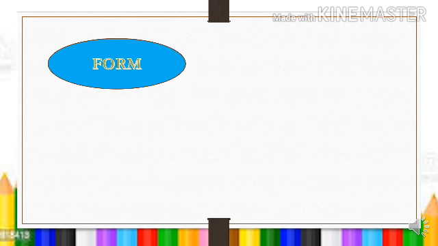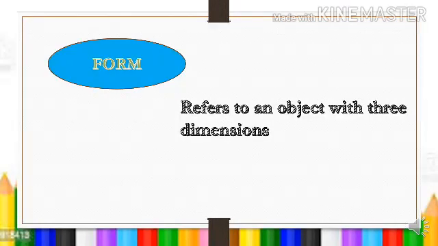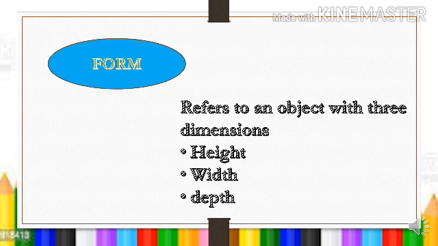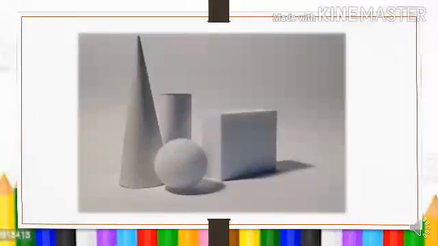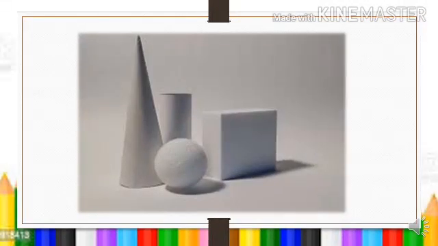Number 3. Form. Form refers to an object with 3 dimensions: height, width, and depth. This is an example of a form.